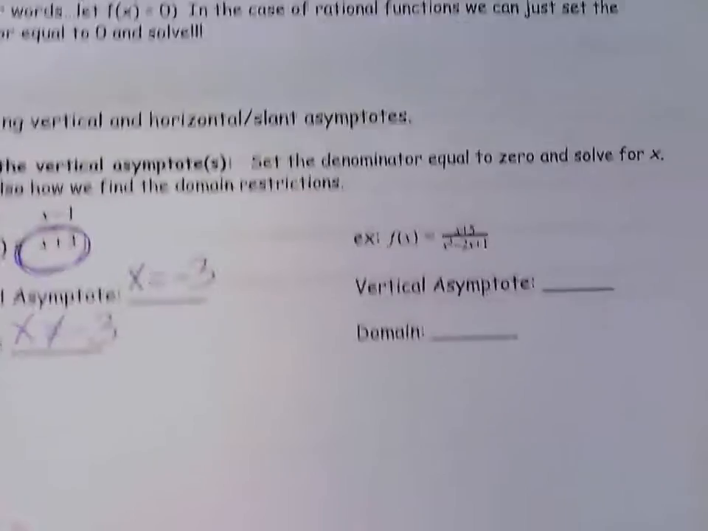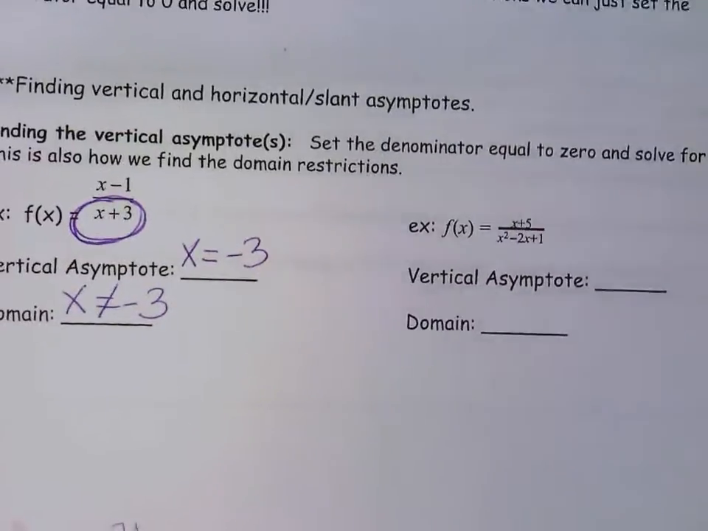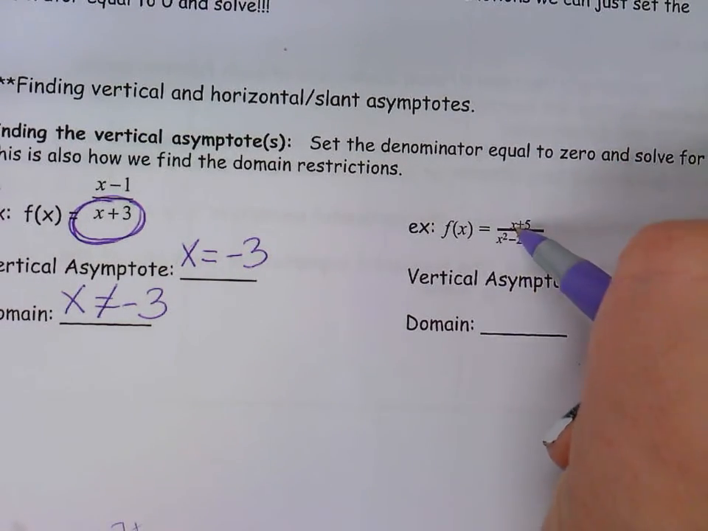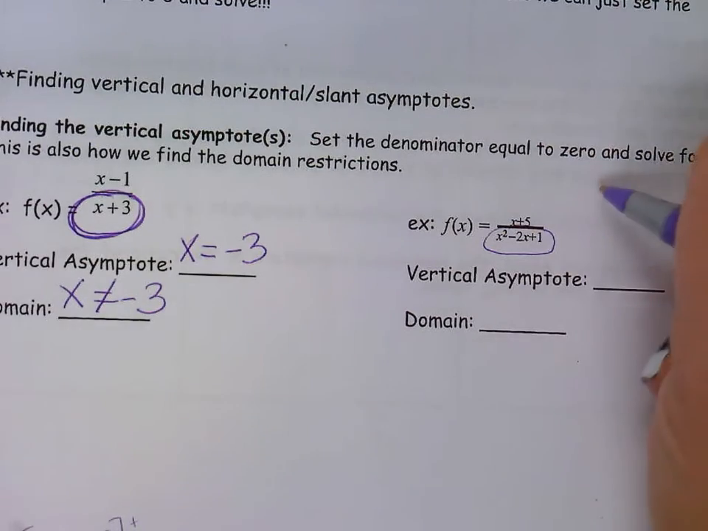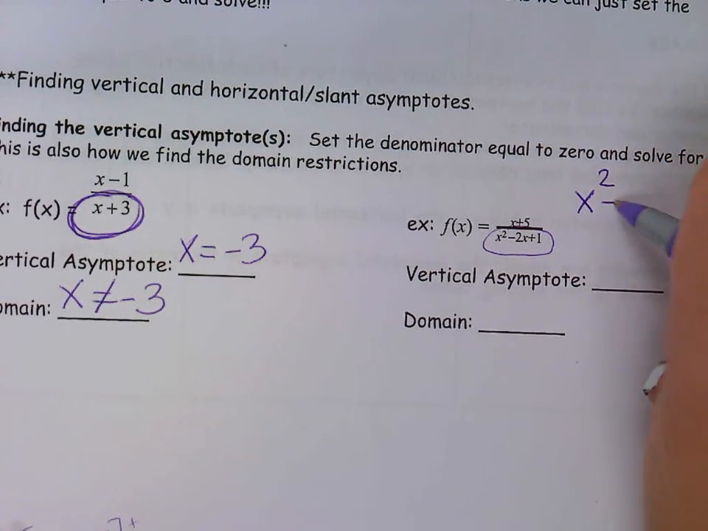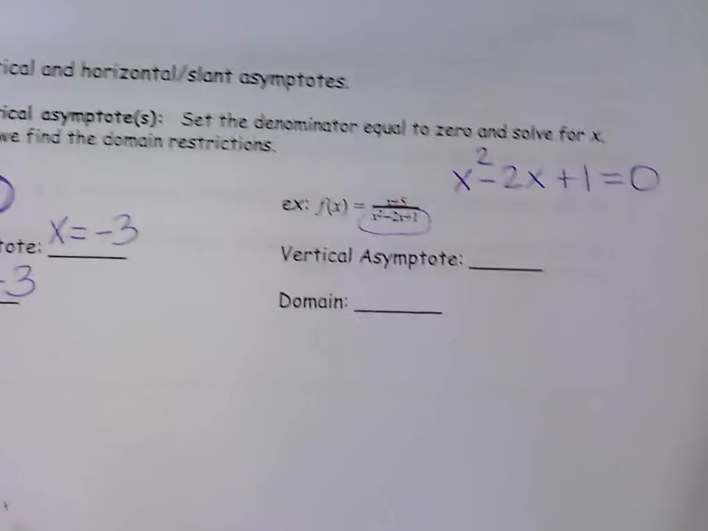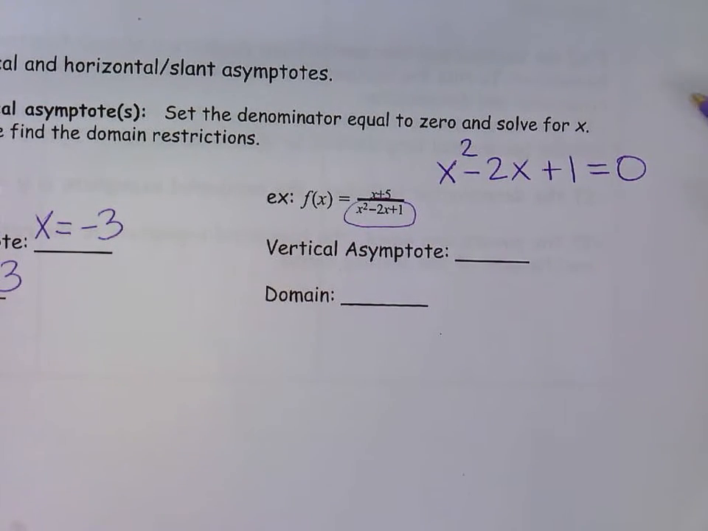All right, and you might encounter a problem that you need to do some factoring. So here is my denominator. So where will x squared minus 2x plus 1 equal 0? So you need to be able to factor the quadratic to get your solution. How does this guy factor? So what are the factors of 1 that add up to -2?